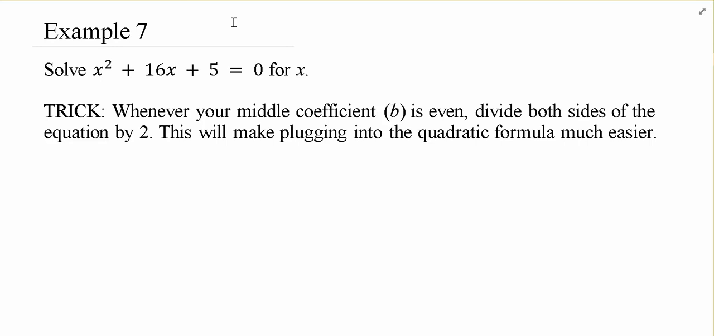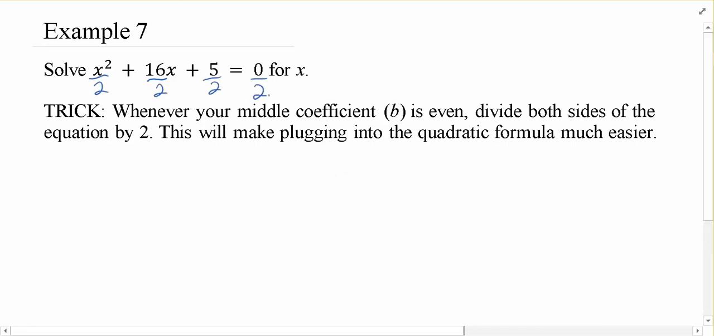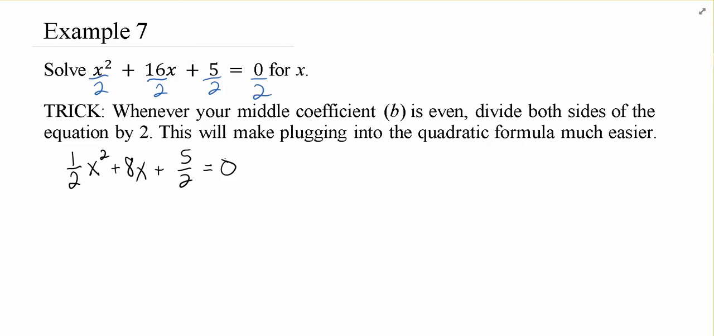So here's our example. x squared plus 16x plus 5 equals 0. I want you to notice that our middle coefficient is even. 16 is even. So this tells me that we're allowed to divide both sides of the equation by 2. That's what the trick tells us. So if that's how we use the trick, that turns our equation into 1/2 x squared plus 8x plus 5/2 equals 0. Now again, this looks ugly now, but it's really not bad.